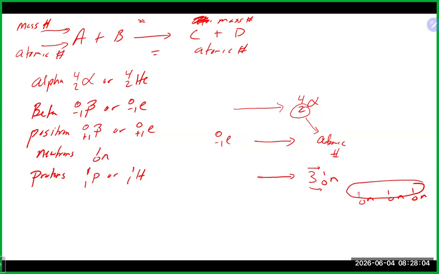We then talked about stability, and one big way that we look at stability is the N to Z ratio.